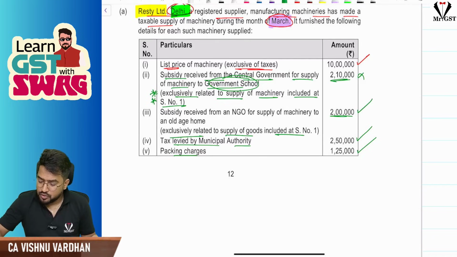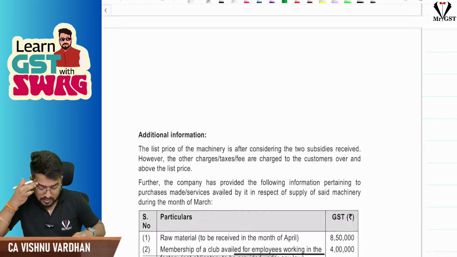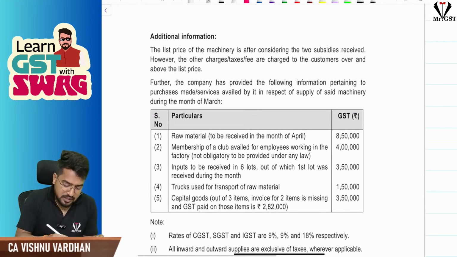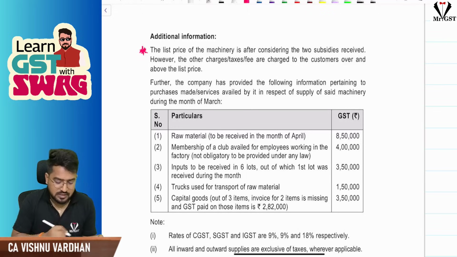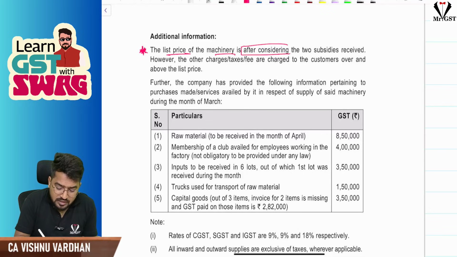So 10 lakh plus 2 lakh plus 2 lakh 50,000 plus 1 lakh 25,000. Okay, total 15 lakh 75,000 is there. Additional information, this is another area where you should be careful. Okay, sir, what is this area now? Please understand, list price of the machinery is after considering the two subsidies.